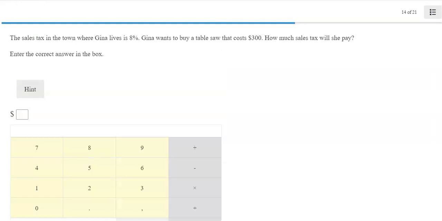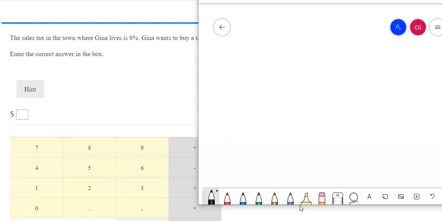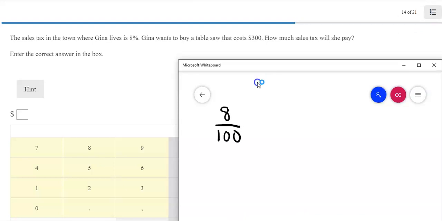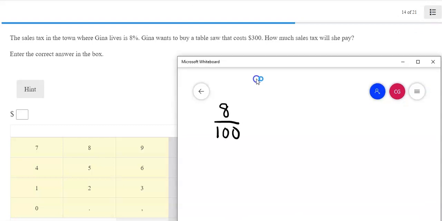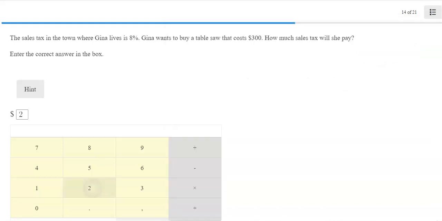The sales tax in the town where Gina lives is 8%. So 8% is 8 over 100. Gina wants to buy a new table saw that costs 300. How much sales tax will she pay? So times 300. I'm going to cross my zeros out because that represents dividing by 100. 8 times 3 is 24. So that's the answer that you get there.